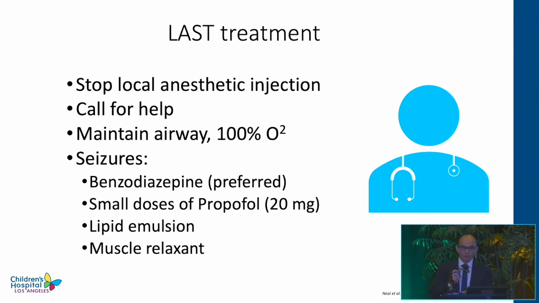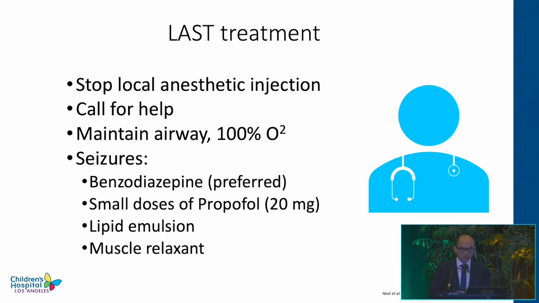So what do you do when you have a patient who's complaining of symptoms? First thing, do not give more local anesthetic. Stop whatever you're injecting and put it away, and call for help. Make sure the patient has a maintained airway on 100% FiO2. If they have seizures, the first line of treatment is a benzodiazepine. If that's not available, you can give propofol boluses, but keep it below 20 milligrams at a time, because we all know that propofol causes cardiac depression and vasodilatation, right?